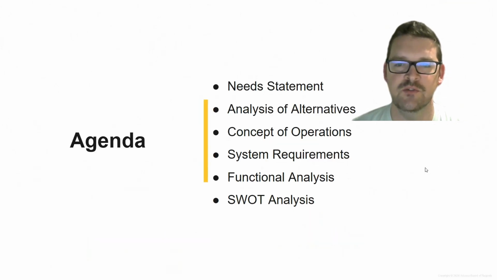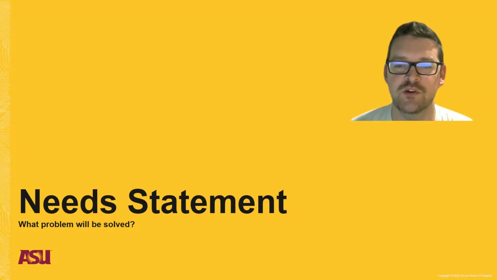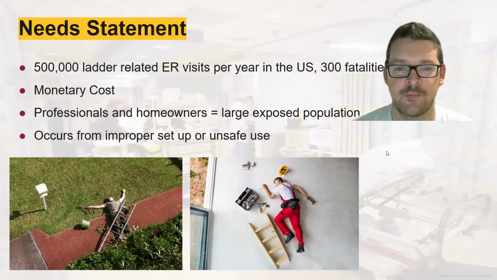This presentation will cover our progress on the needs statement, analysis of alternatives, concept of operations, system requirements, functional analysis, and the SWOT analysis of our project. Our project focuses on ladder fall prevention. The goal of the project is to evaluate possible product concepts, select the best solution, and develop a business plan for that product. Up first is the needs analysis.